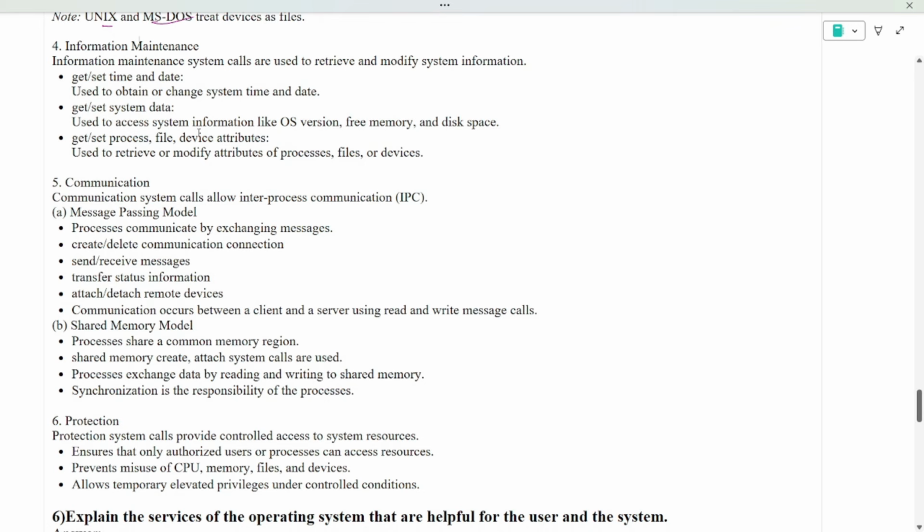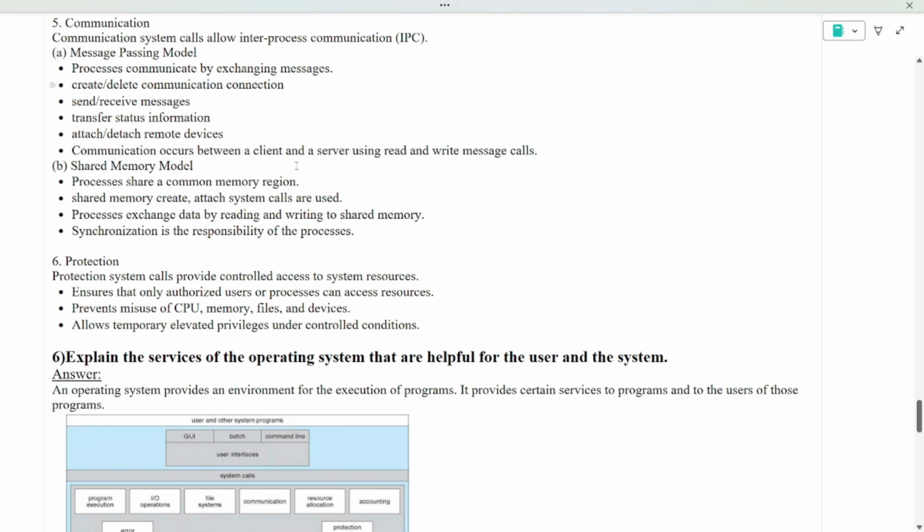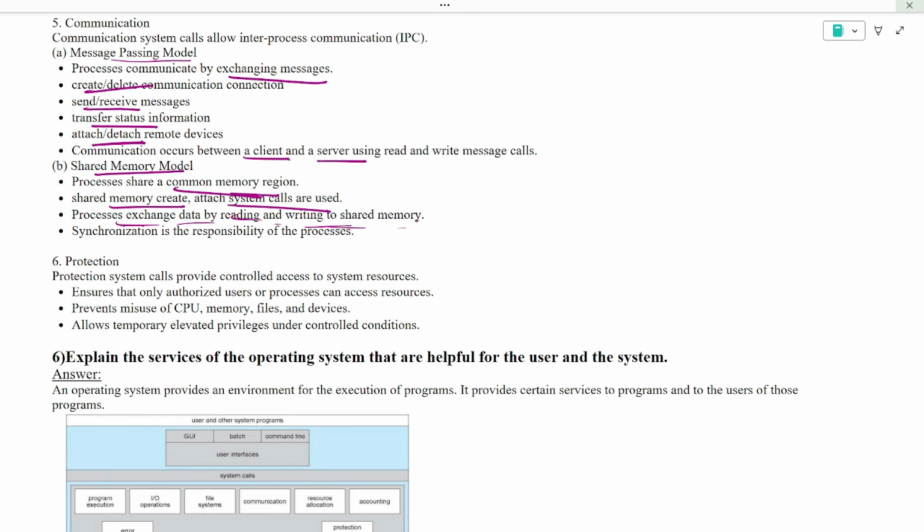Next is information maintenance. It has get or set time and date, get or set system data, and get or set process, file and device attributes. Next is communication, which has two major interprocess communication models: the message passing model and the shared memory model. Message passing means you exchange messages. You can create or delete a connection, send or receive messages, transfer status, and attach or detach remote devices, with client and server for reading and writing. Shared memory means a common memory region. You can share and attach, and processes read and write it. Synchronization is also the responsibility of the processes.